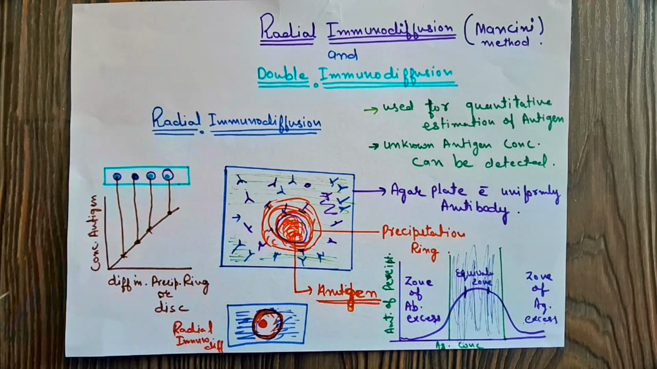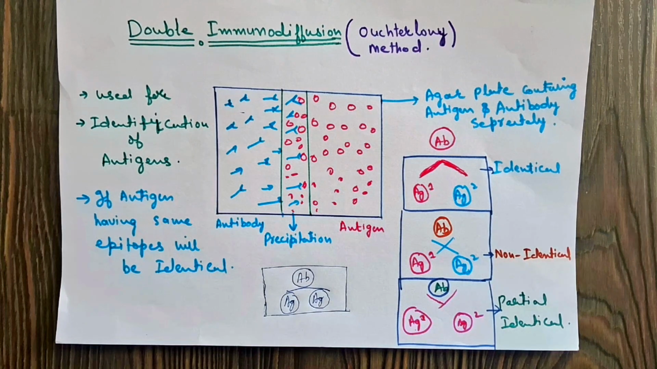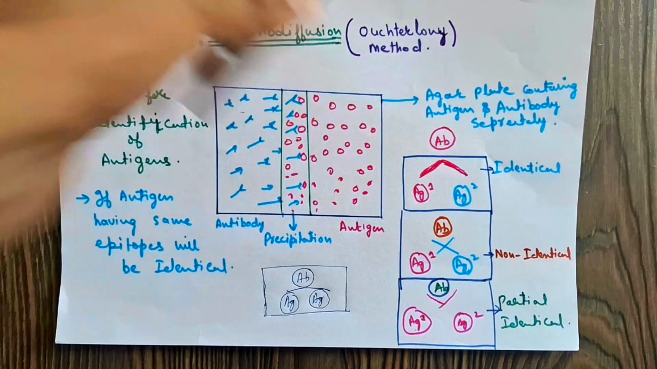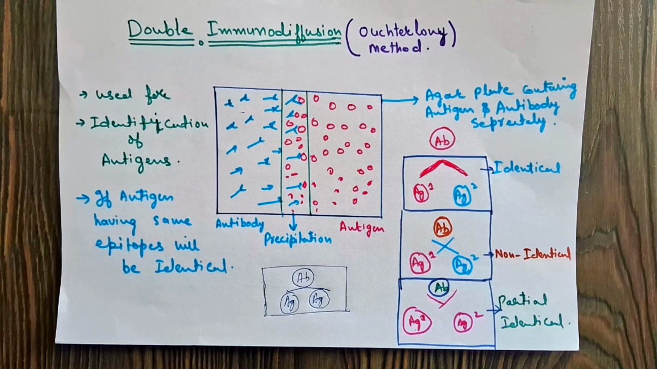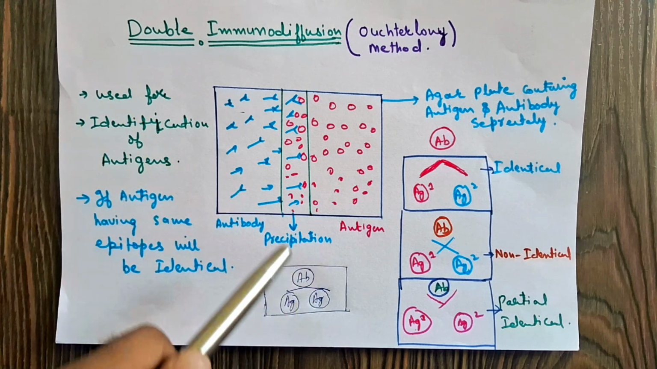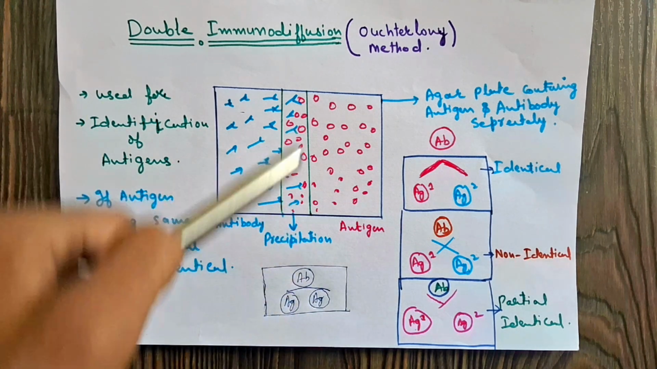After that, double immunodiffusion. It's also called the Ouchterlony method, however you pronounce it. It is the method which is used for identification of antigens. Why is it called double immunodiffusion? Because antibody and antigen will diffuse at the same time.